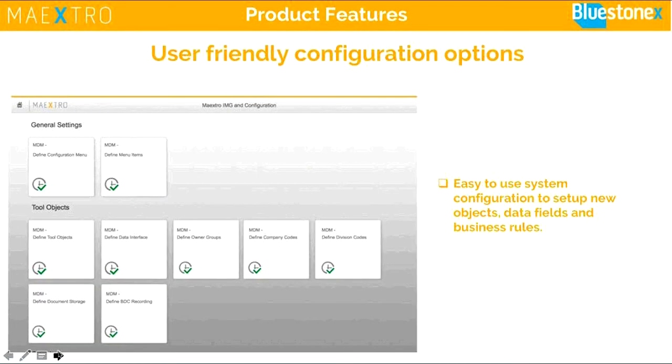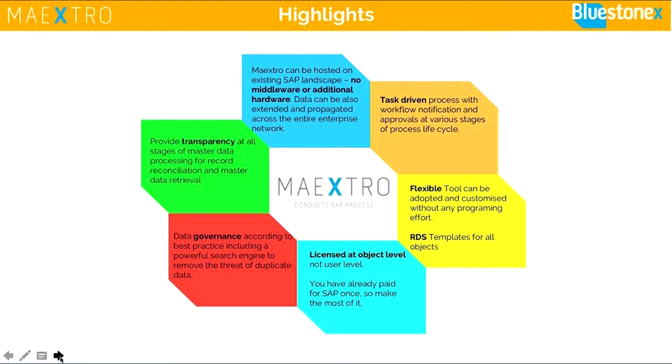We won't touch on this because I think we're running out of time. I want to leave some time for questions, but the configuration is pretty straightforward. As I say, you don't have to be a technical guy to run with this. So what we've showed you, just to highlight some of the things: no additional hardware. This thing sits in your core ERP system. So it's task driven. It's not just about data objects and data departments. It's about process as well as data.